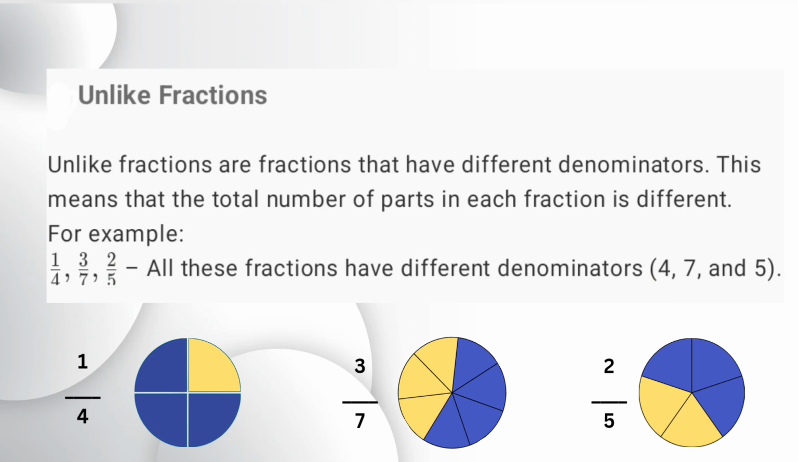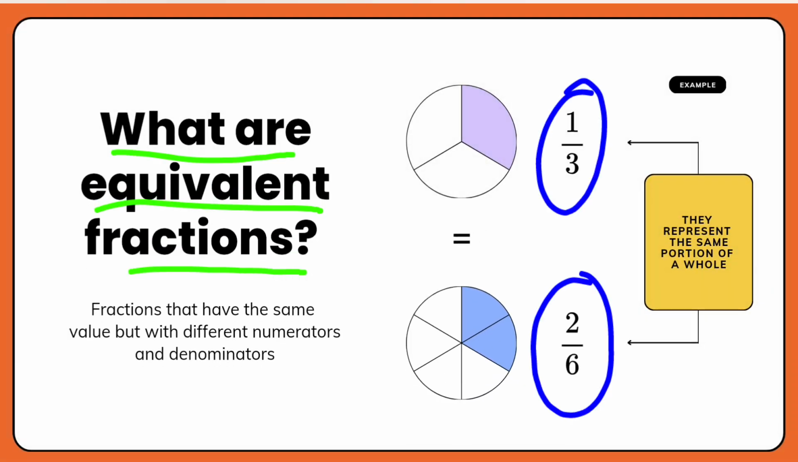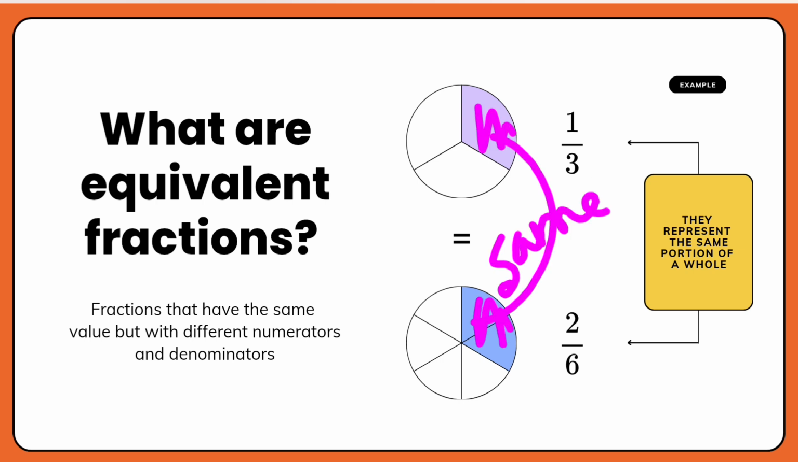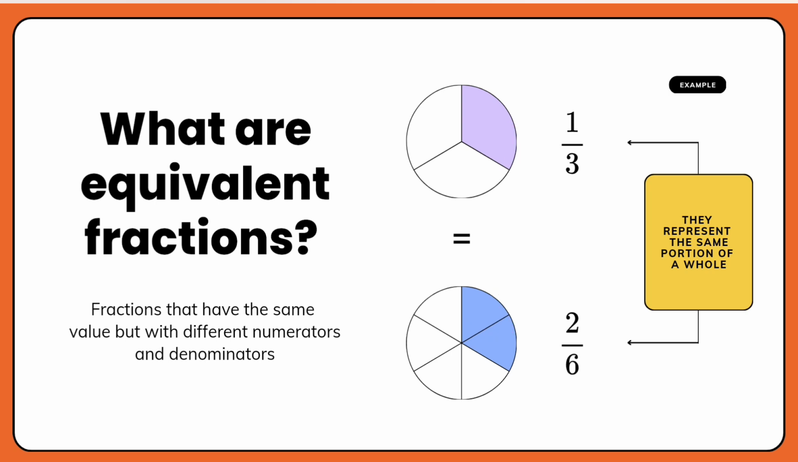Okay, now we'll move on to equivalent fractions. This is the last type of fraction we are studying under the types of fractions. Okay, so what are equivalent fractions here? Equivalent fractions are fractions that may look different but actually represent the same value or the same portion of a whole. Okay, for example, these fractions have different numerators and denominators, but their value is the same.